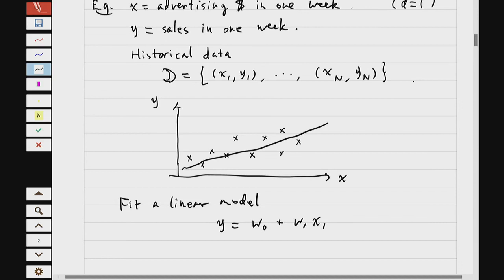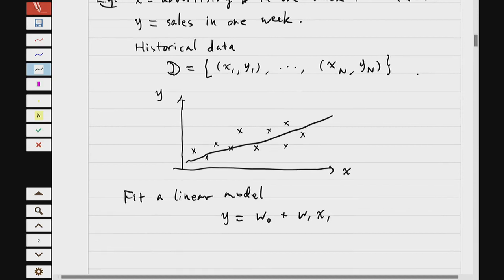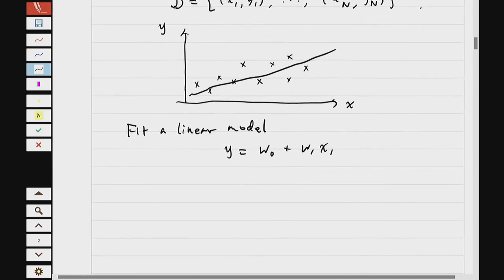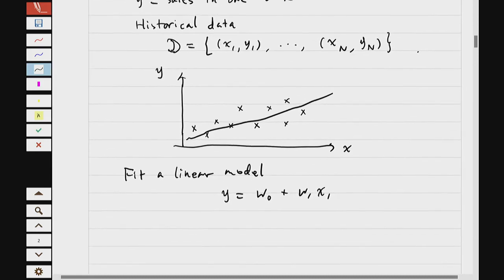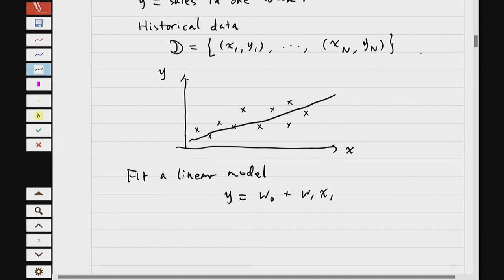This problem is just a linear regression problem. That's the name. So in a one-dimensional example, we get into something that you have seen before, pretty much, in high school. Now, in reality, of course, things can be a bit more complicated.